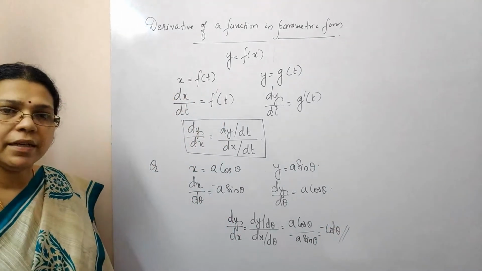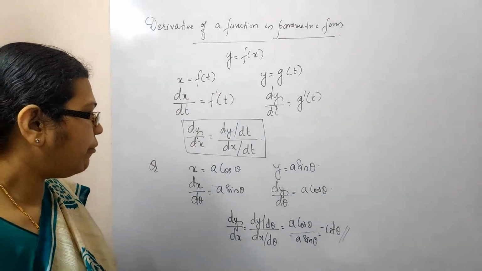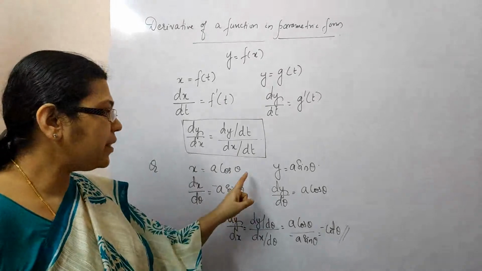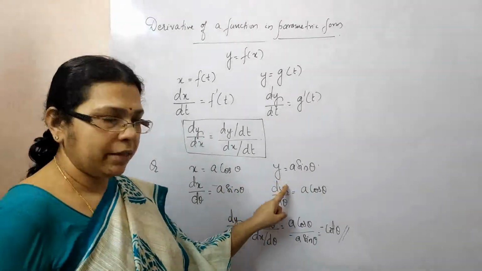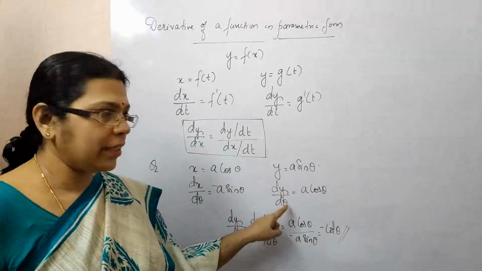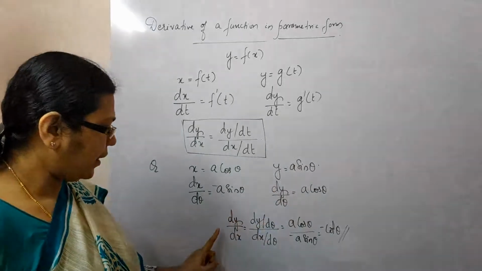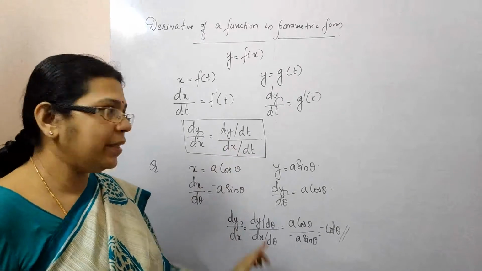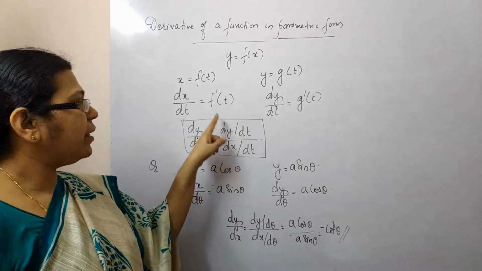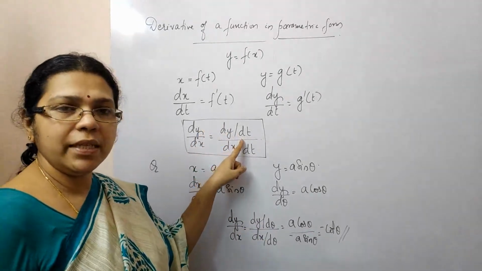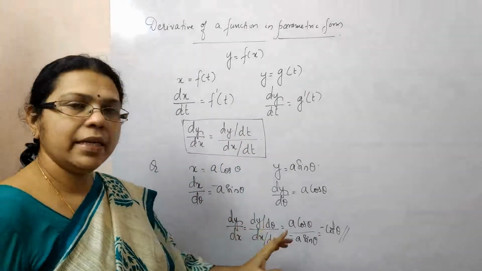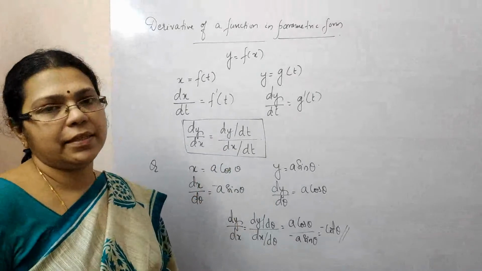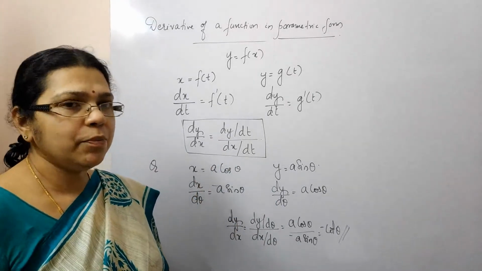Am I clear? So here what did I do? I found the derivative of x with respect to the parameter, which is theta, and again I found the derivative of y with respect to theta, the parameter here. And finally dy by dx is equal to dy by d theta divided by dx by d theta. In my theory part I had taken the parameter as t, and here in the example I have taken it as theta. Am I clear? We will discuss more questions.